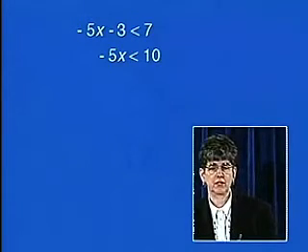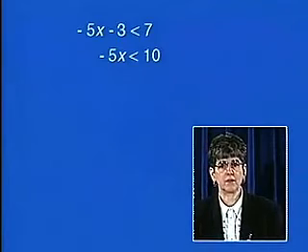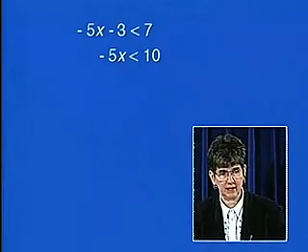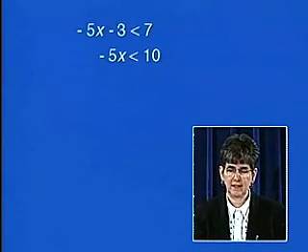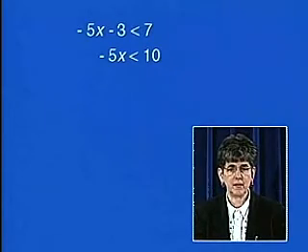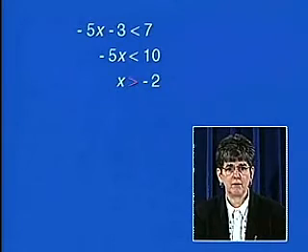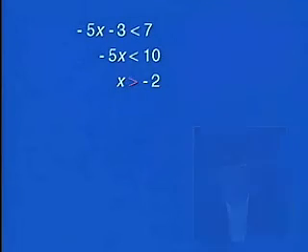Let's look at this solution. First, we want to add 3 to both sides of the inequality. This gives us negative 5x is less than 10. Now we can multiply both sides of the inequality by negative 1/5. Did you remember to change the direction of the inequality sign?